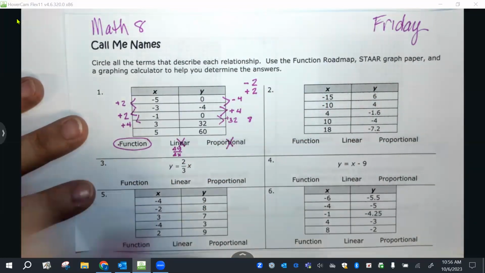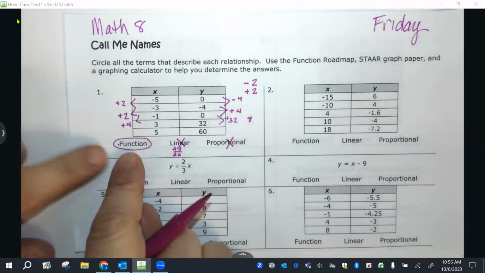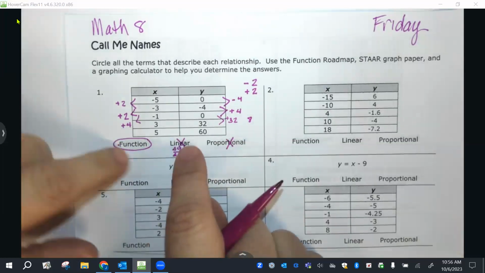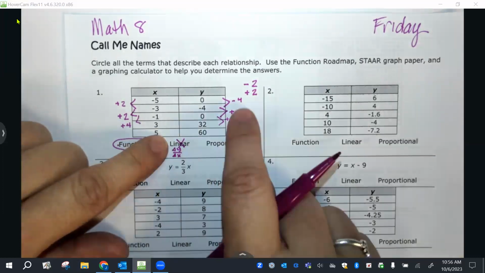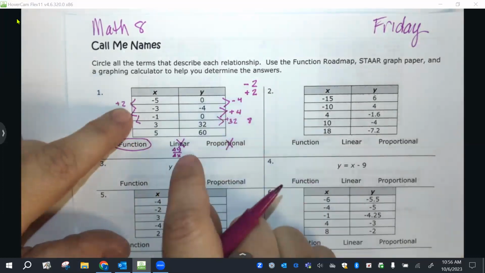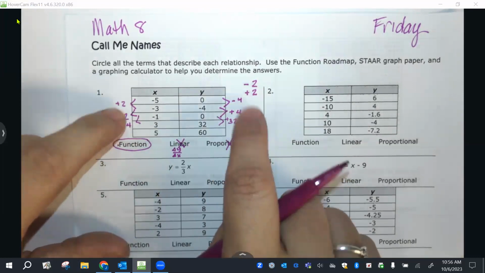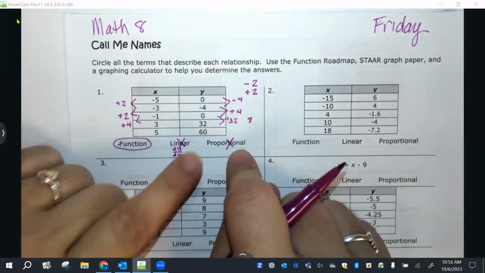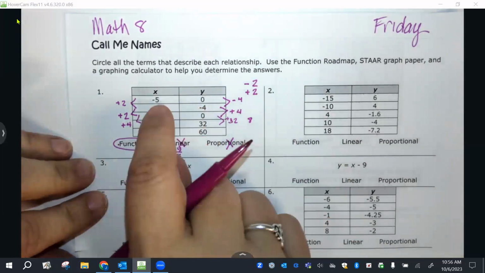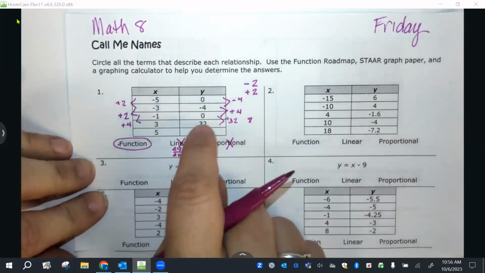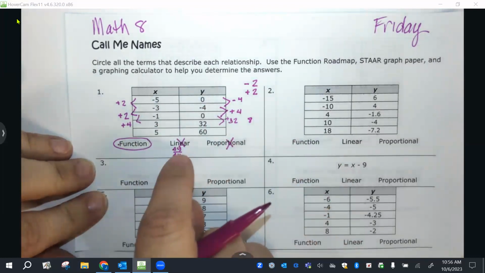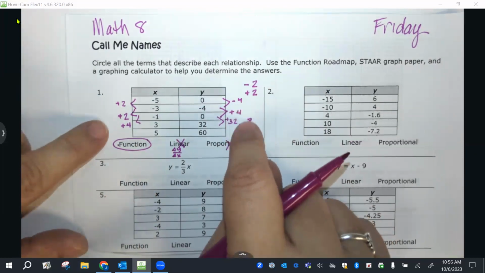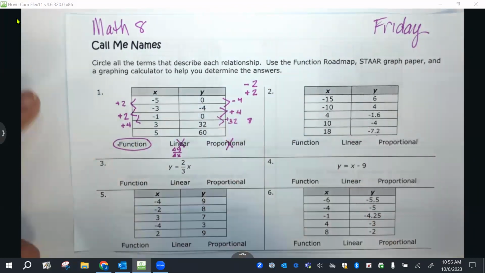So if it's not a function, it cannot be any of those. In this case, it was a function, so we had to move down the list and check linear. I did that by finding rate of change, delta y over delta x. If they're all the same, then you're going to move on and check proportionality, which is just taking your y value divided by your x value. But I didn't need to do that because I knew right away it wasn't linear, because when I divided here, it did not equal the same thing.